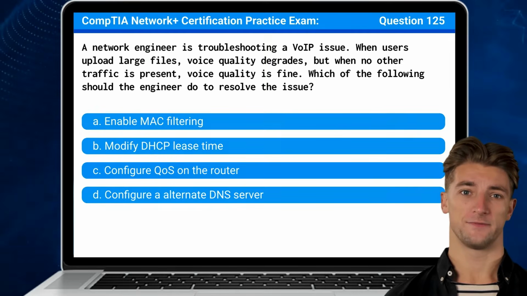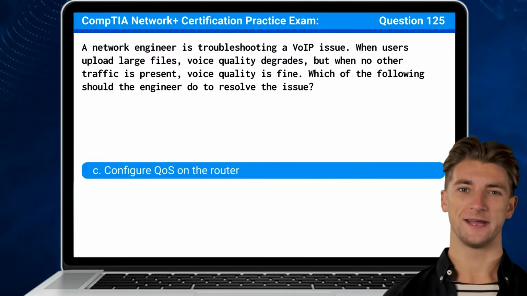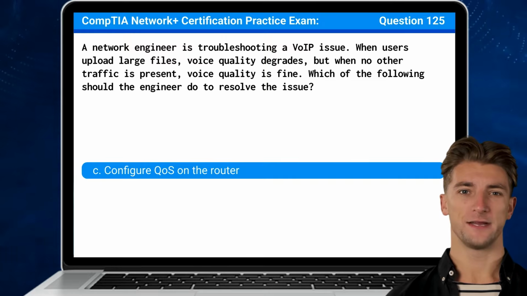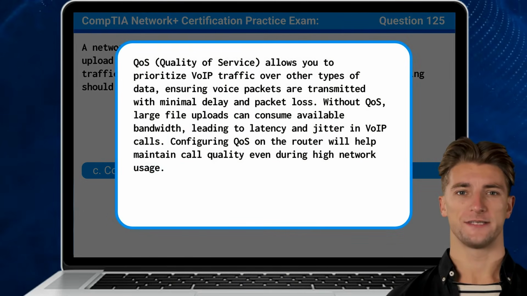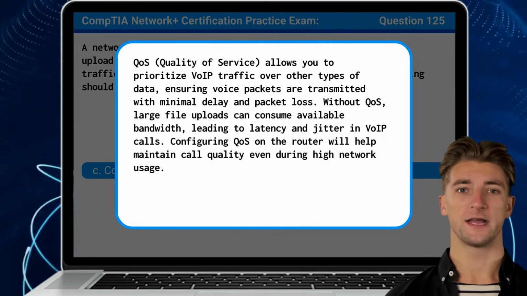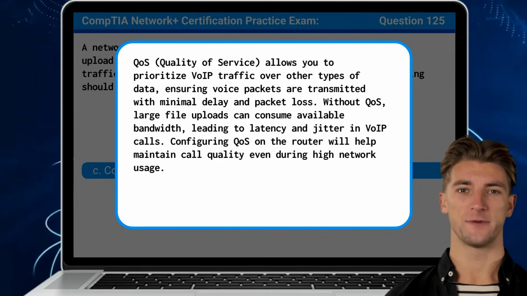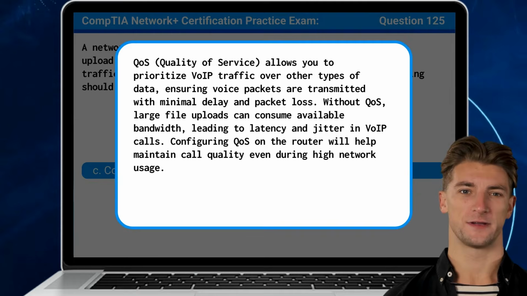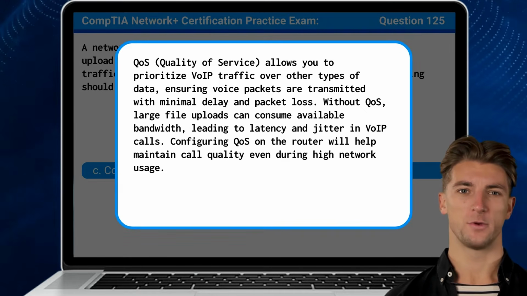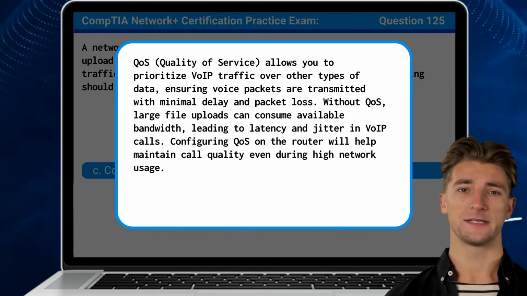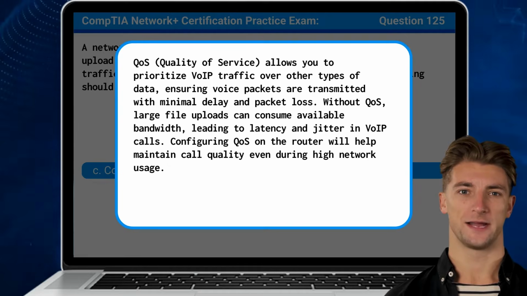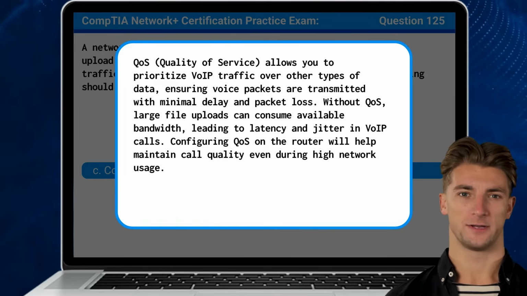The answer is C. Configure QoS on the router. QoS, or quality of service, allows you to prioritize voice over IP traffic over other types of data, ensuring voice packets are transmitted with minimal delay and packet loss. Without QoS, large file uploads can consume available bandwidth, leading to latency and jitter in voice over IP calls. Configuring QoS on the router will help maintain call quality even during high network usage.